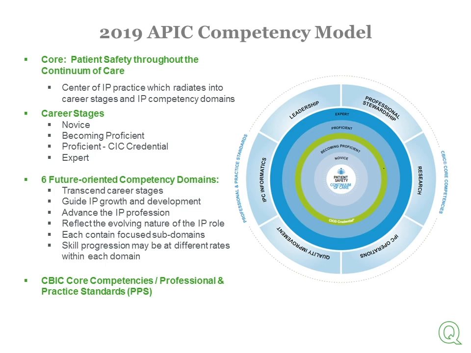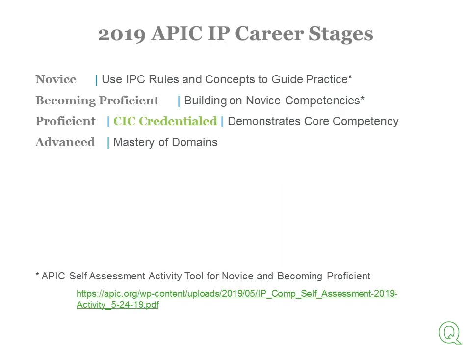New to the career stages is becoming proficient, a stage which is between novice and proficient. The novice infection preventionist tends to rely on infection prevention and control rules and concepts to guide their practice. As the novice becomes more experienced, they move into becoming proficient and building on novice competencies. Novice and becoming proficient infection preventionists can use the APIC self-assessment activity tool as a roadmap for professional development, and we've provided a link to that on this slide as well.